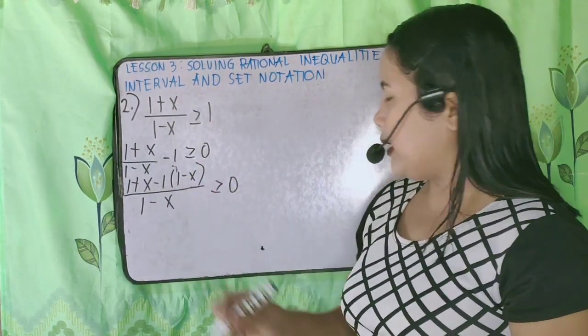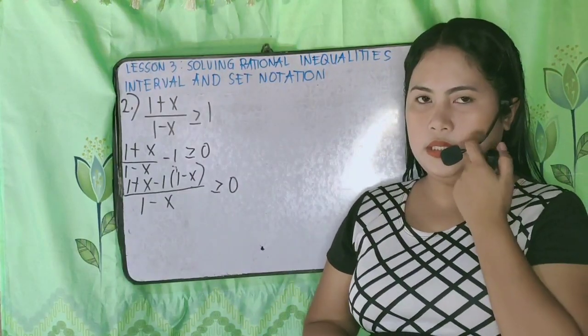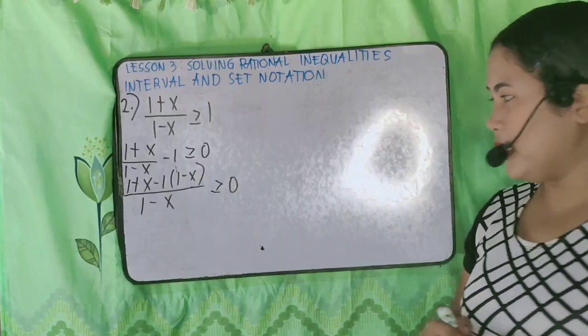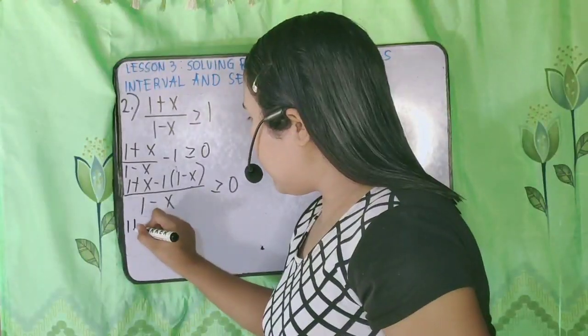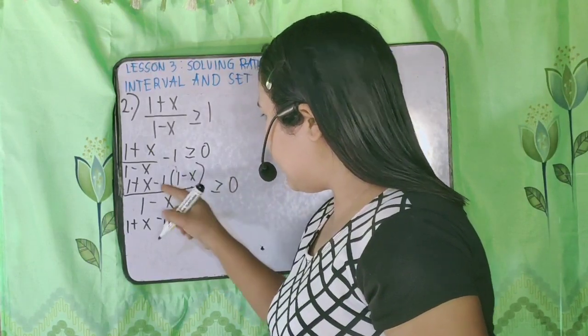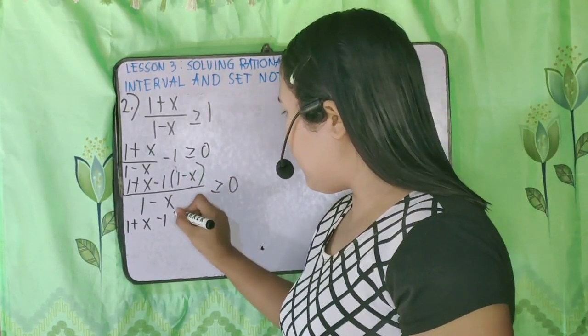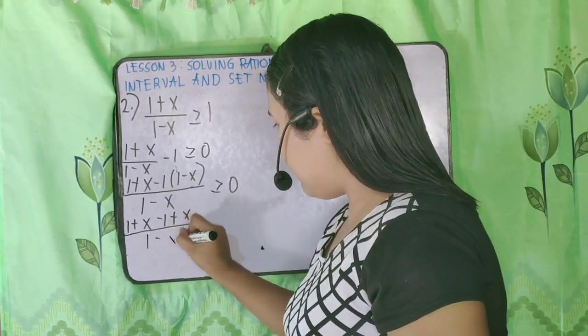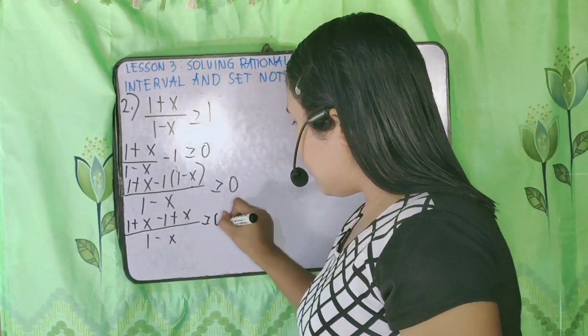Okay? So, after po nyan, i-distribute lang natin yung negative. Okay? So, after nyan, i-distribute na po natin yung negative 1. So, copy 1 plus x. So, negative 1 times positive 1. So, we have negative 1. And then, negative 1 times negative x. So, we have positive x. Then, copy the denominator which is 1 minus x. And then, equate natin siya sa 0.